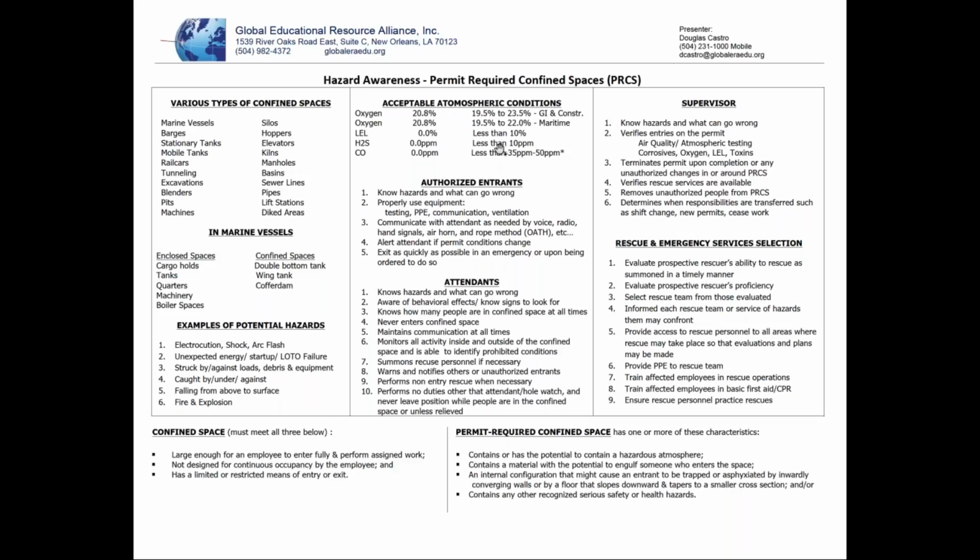And then there's your LEL. We want to stay under 10%. Zero is ideal. There's your H2S hazards. Zero, less than 10 parts per million. Anything above 60 to 80 parts per million starts to become immediately dangerous to life and health. And then carbon monoxide as well, okay? So there's just some examples for you.